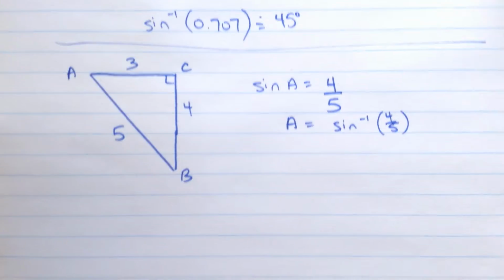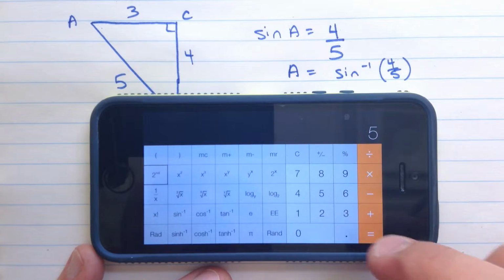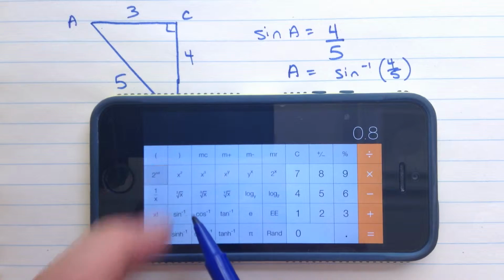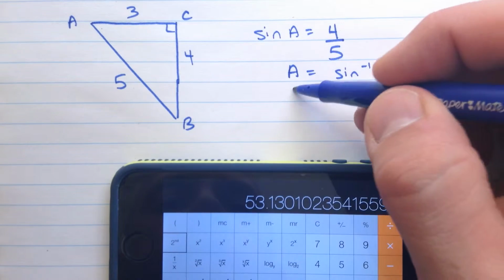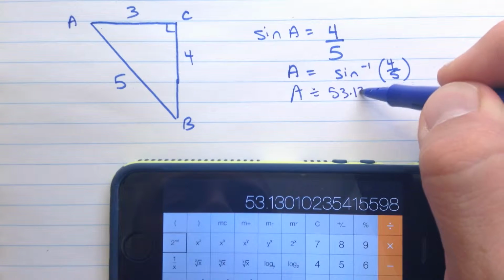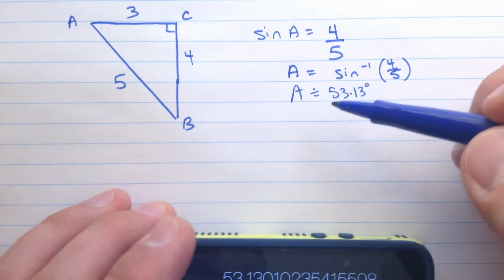Okay, so how do we type this on a calculator? I take 4 and divide it by 5, which is 0.8, and then I press my sine inverse function. I've already got it there. If not, you press the second key to make it available. And when I press it, it tells me that A is about 53.13 degrees.